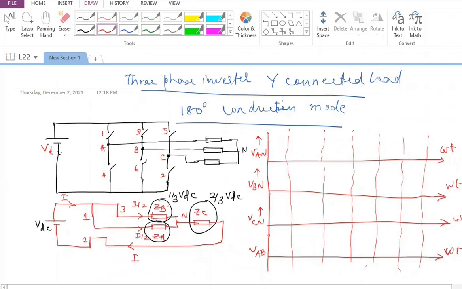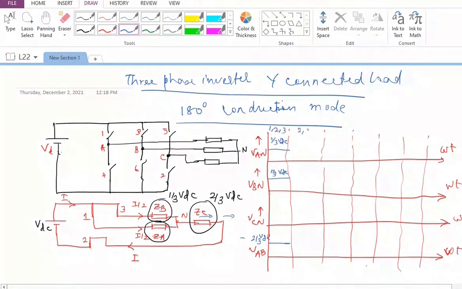So I'm going to have VA and VB having 1 by 3 VDC. So this is 1 by 3 VDC, and this is also 1 by 3 VDC, whereas this is going to be 2 by 3 VDC, but in the reverse direction. Please remember, from neutral, the current is going to flow in this direction. So neutral is at a higher potential, so I should show it as though this is 2 by 3 VDC. So this is 2 by 3 VDC, whereas this is 1 by 3 VDC. This is also 1 by 3 VDC. And this corresponds to 1, 2, 3.